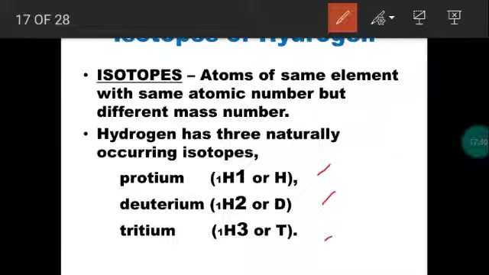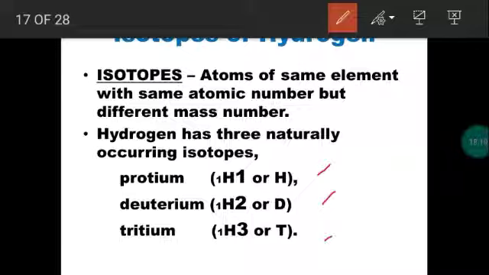Mass number 1 for protium, mass number 2 for deuterium, mass number 3 for tritium, which represents what? Number of protons and number of electrons are the same for all the 3 atoms, but the number of neutrons is different. Protium has no neutrons, deuterium has 1 neutron, tritium has 2 neutrons. So due to the change in the number of neutrons, the mass number changes, as we studied in 9th standard.